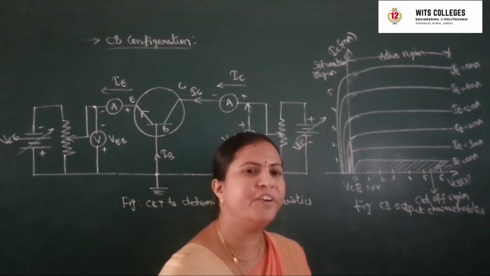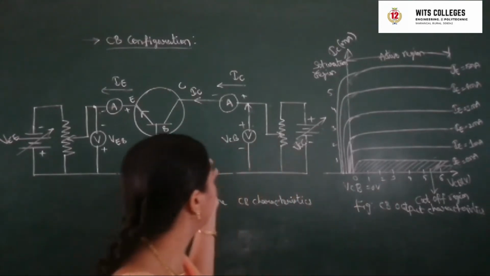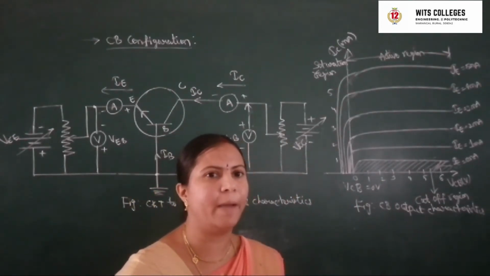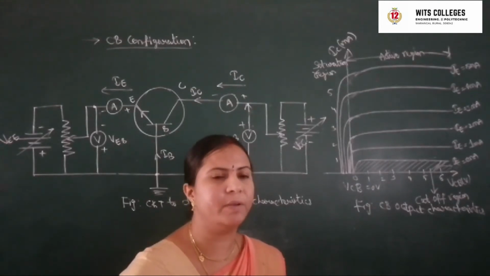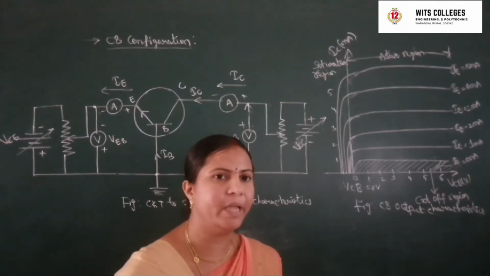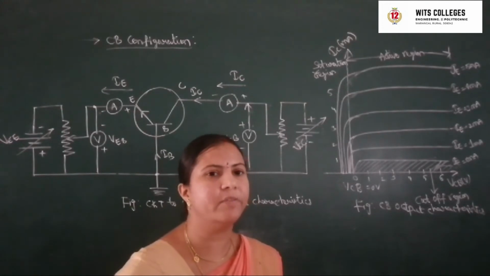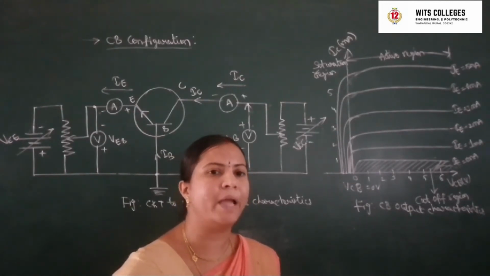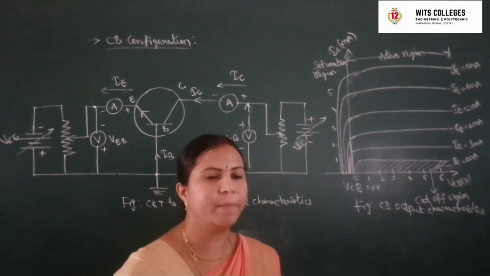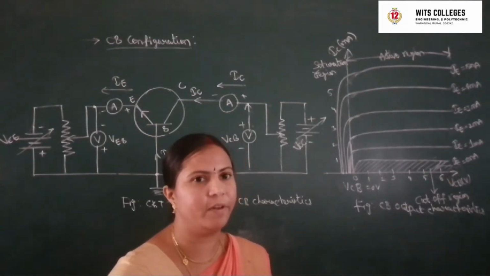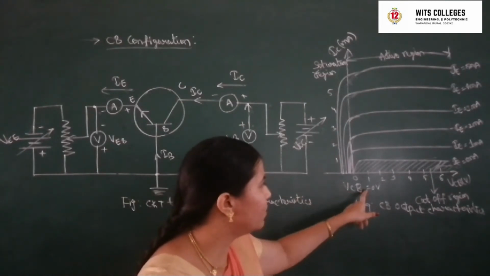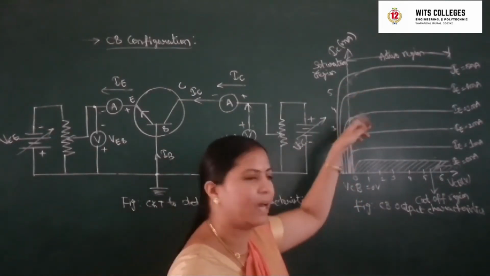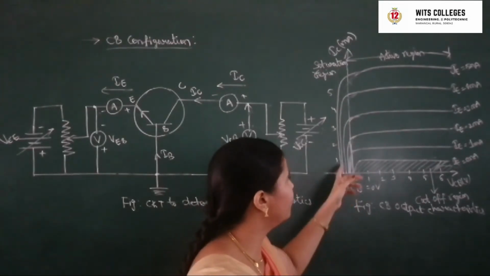If it is reverse biased, the output is connected in reverse bias. In the reverse bias region also, what will happen? The depletion layer width will be what? The depletion layer width will be increased. Actually, in reverse bias there is no flow of current, but due to the minority carriers there may be some amount of current flow. That's why at VCB equals 0 or negative values there may also be a flow of collector current. That's why the curve will be like this.